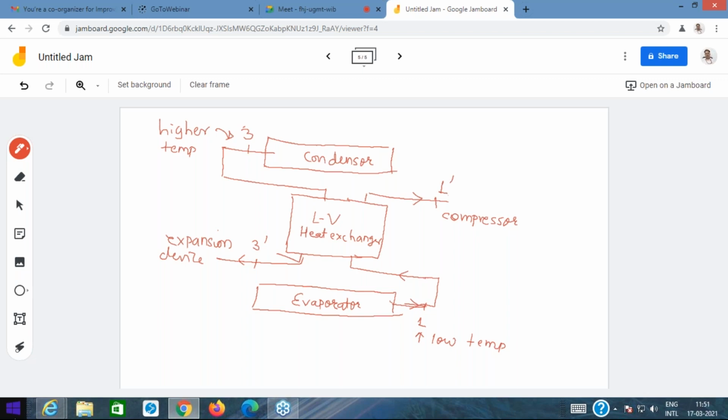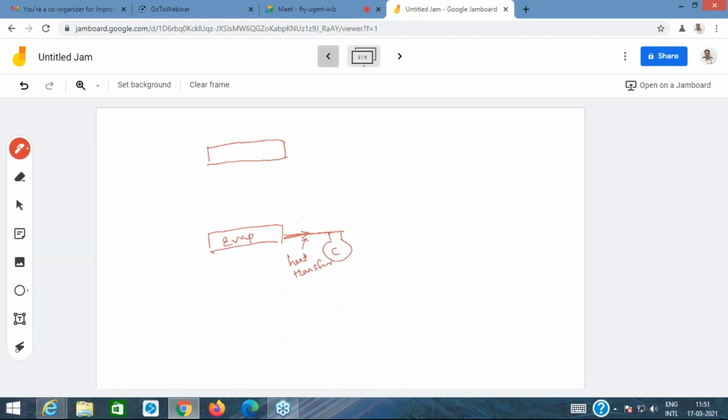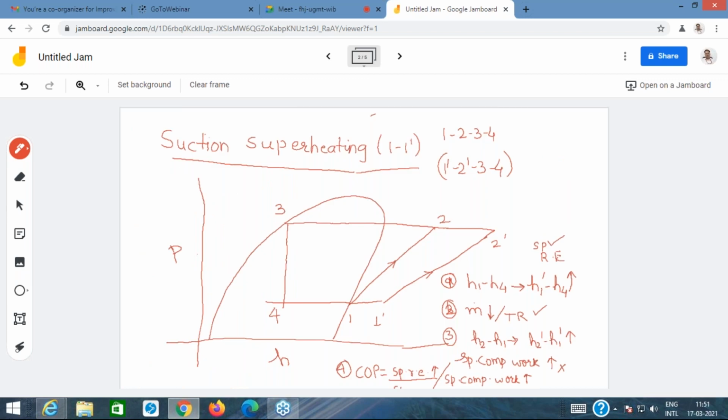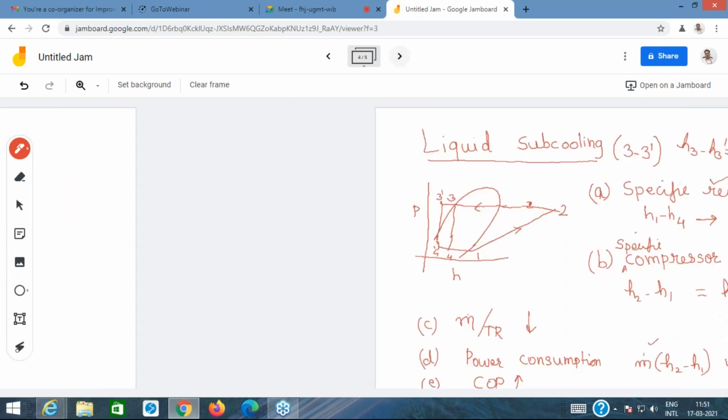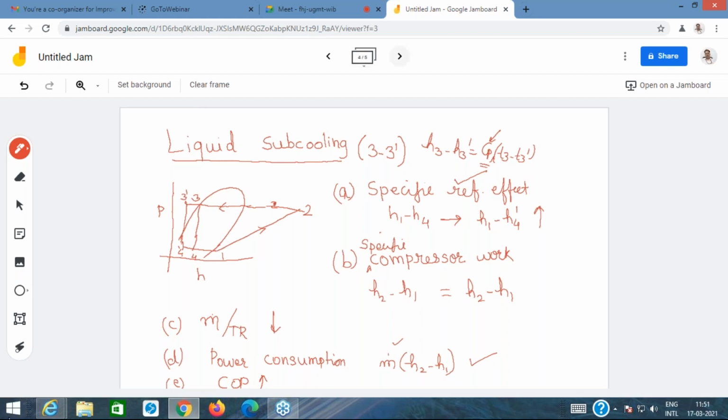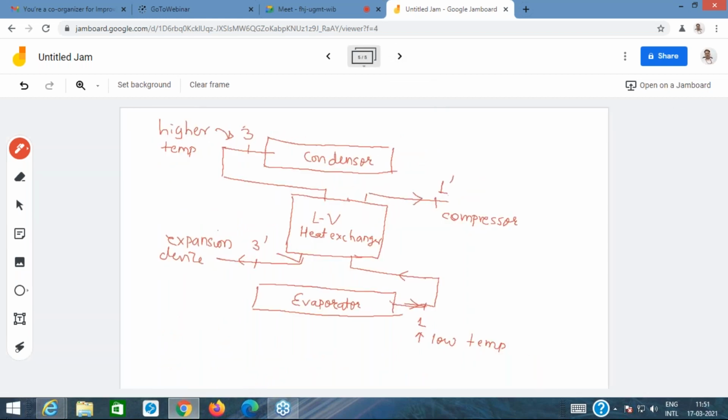And why is that so? As I explained earlier, suction superheating increases the compressor work, and that is to do with the line being flatter as compared to the saturation compression. Okay, so this is going to increase the compressor work. Okay, this you need to keep in mind.